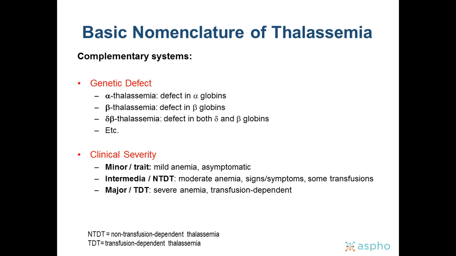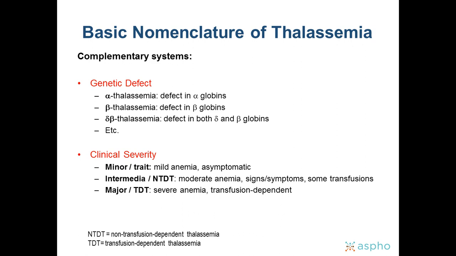And then a complementary system is the clinical severity, and these are basket terms, right? So the minor or the trait state, everybody knows that's mild asymptomatic anemia. Major or TDT, increasingly we're getting away from major and intermediate and talking about transfusion-dependent thalassemia. That's severe anemia, and these individuals by definition are transfusion-dependent. And then everything in between, between very mild anemia and severe anemia, you can see there's a lot in that range. That's thalassemia intermedia or non-transfusion dependent thalassemia, NTDT. And these individuals may have no or infrequent or sometimes frequent transfusions, just not enough to make them thalassemia major.